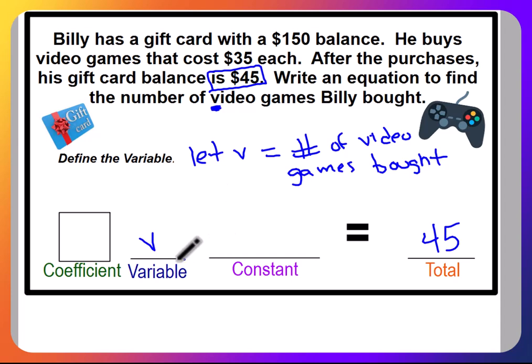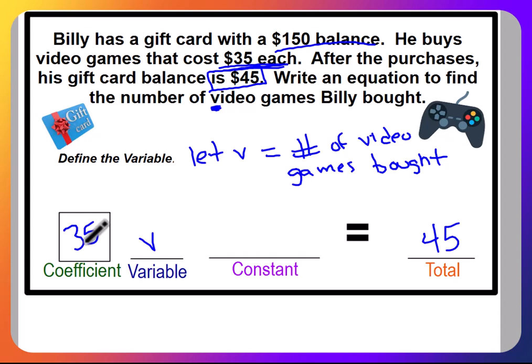Now come back over here. If V is the number of games that he bought, what is the coefficient? The coefficient is what you're multiplying by. So come up here, gift card that has a $150 balance, or video games that cost $35 each. Which one would mean multiplication? The $35 each. So that 35 is your coefficient. Each game that he buys costs $35.